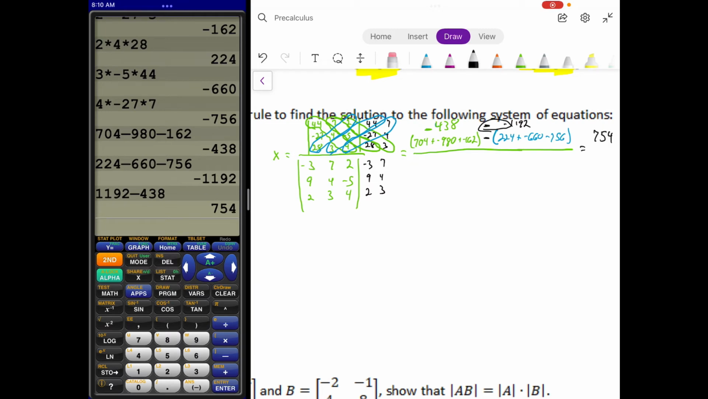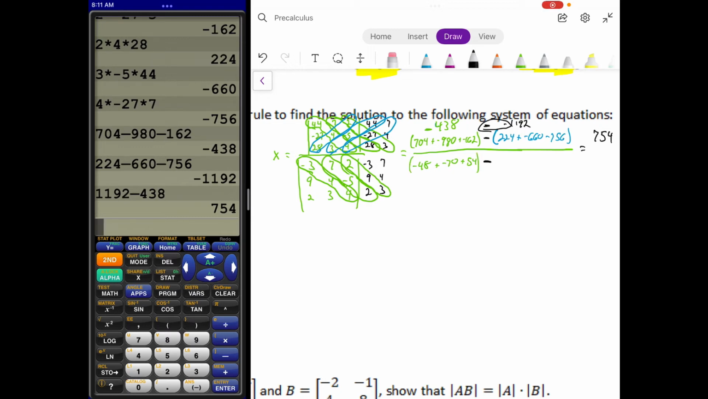All right, let's see what we have in the denominator. So we will do our first diagonal. These might be a little easier to multiply. So we have negative 12 times 4 is negative 48. 35 times 2, but it's negative, so negative 70. And then 54. Again, you can do these on your calculator.